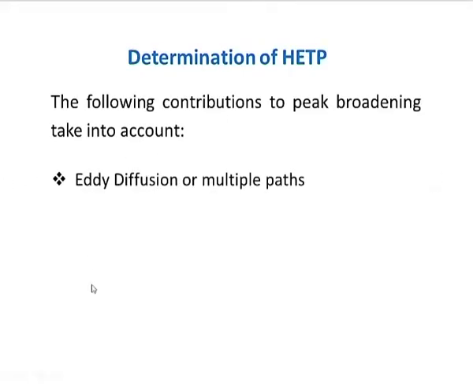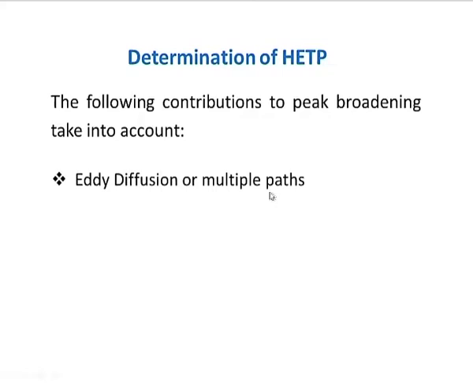That is where the rate theory comes into picture. Now, rate theory tells us that there are different mechanisms which are underlying for this phenomena of peak broadening, and all of these phenomena can be actually related to height of a theoretical plate. One such phenomena is eddy diffusion or multiple paths. We will see these phenomena in great detail. For the time being, I just want you to keep these phenomena in mind.